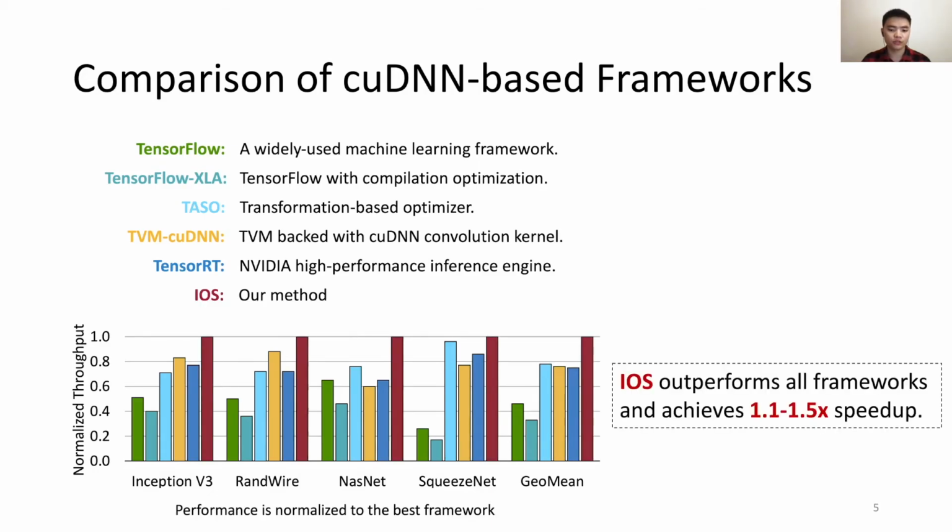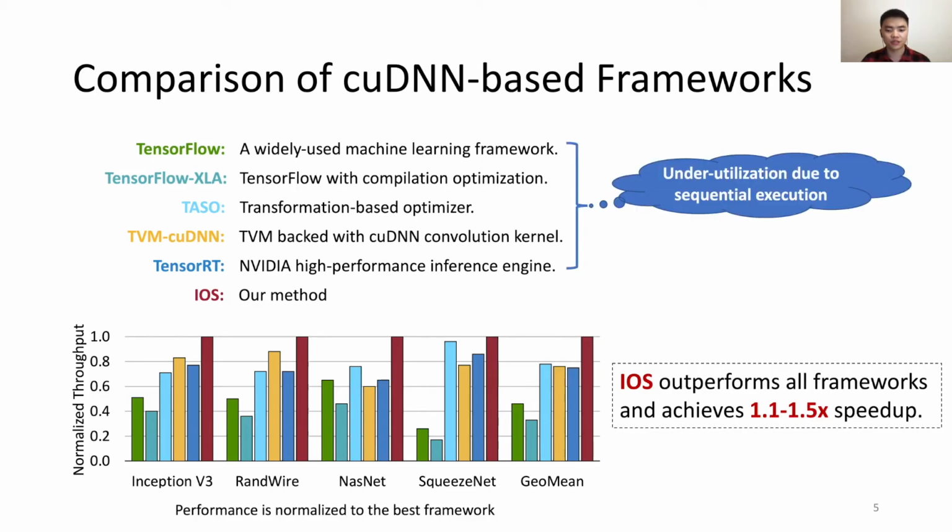IOS outperforms all cuDNN-based frameworks on all benchmarks and achieves 1.1 to 1.5 times speedup. This is because all baselines suffer from an underutilization problem due to sequential execution.